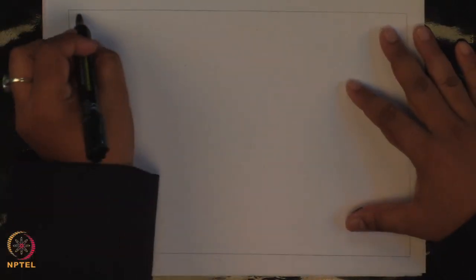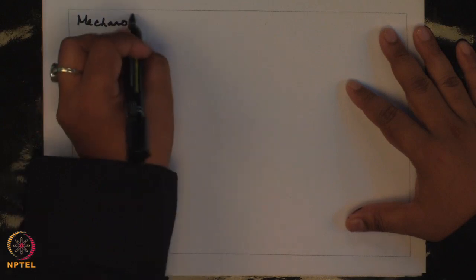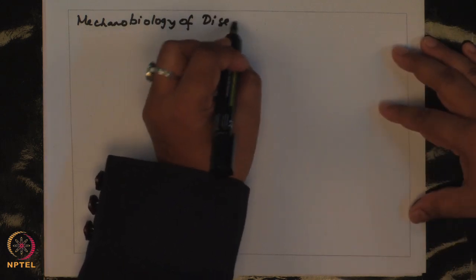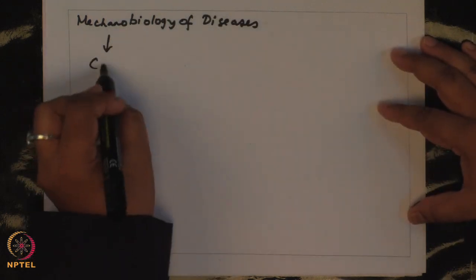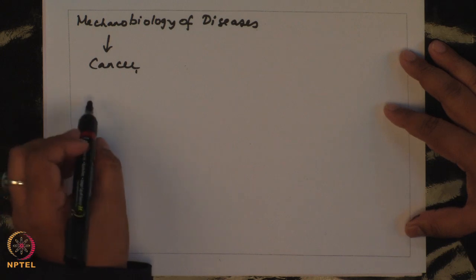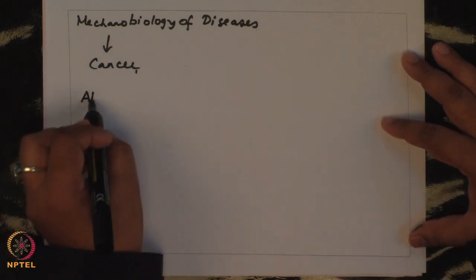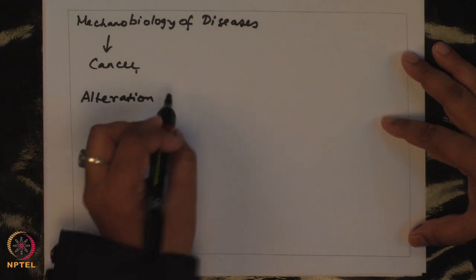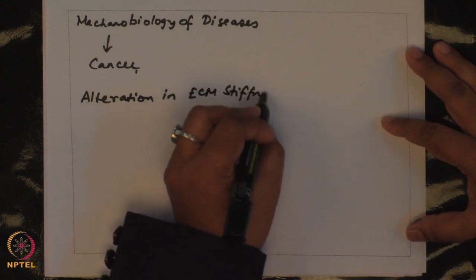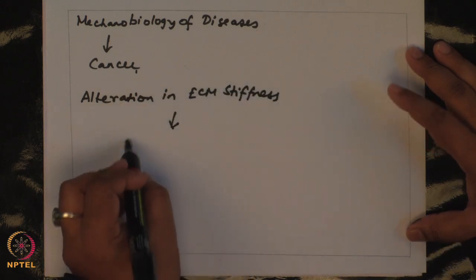So, in the last class, I had started discussing mechanobiology of diseases. And under this I started discussing cancer. One of the things which I said in terms of mechanobiology is the alteration in ECM properties, namely stiffness.